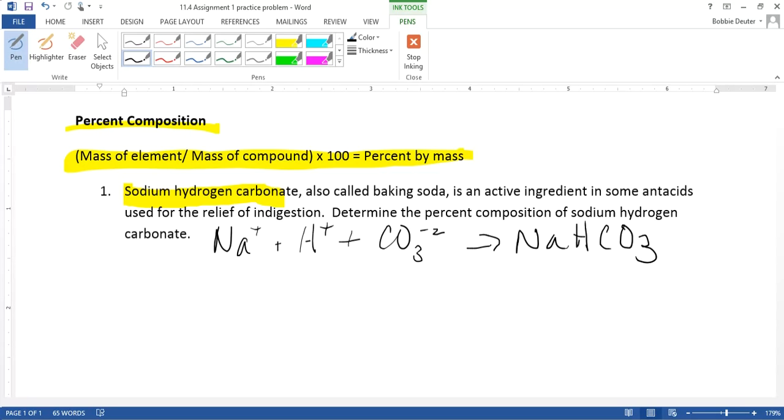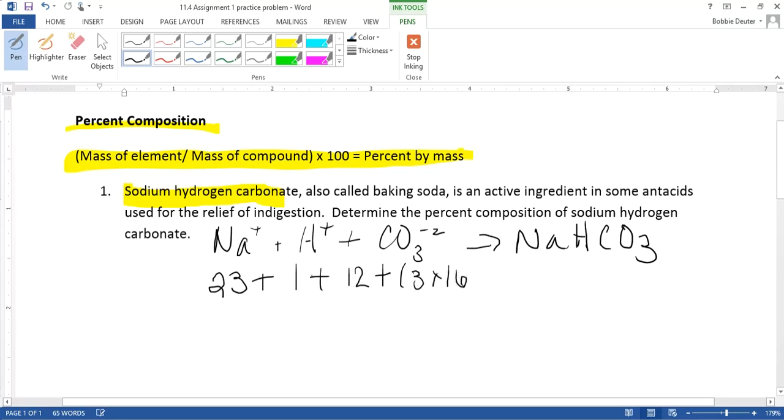So the first thing that we want to do when we're finding the percent composition is we are going to determine the molar mass. So in this case, sodium is 23, plus hydrogen is 1, carbon is 12, plus 3 times 16. And in this case, we add these up and we get 84 grams per mole.